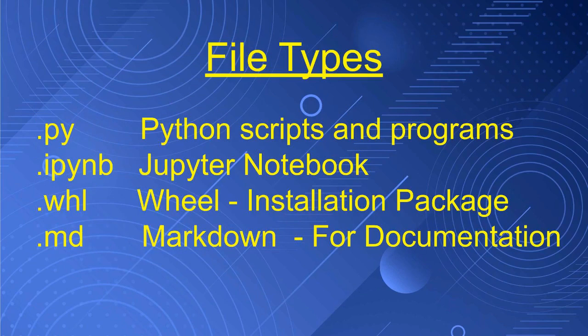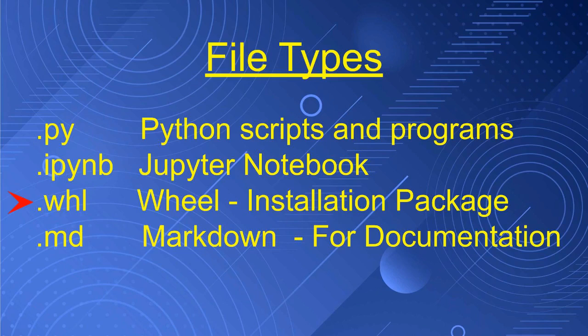These are the file types related to Python. Py is the standard file extension for Python scripts and programs. It contains plaintext Python code that can be executed or imported as a module. IPYNB is a file format for Jupyter notebooks that contains both code and rich text elements. It allows the execution of code cells interactively, which is useful for data analysis, visualization, and machine learning.